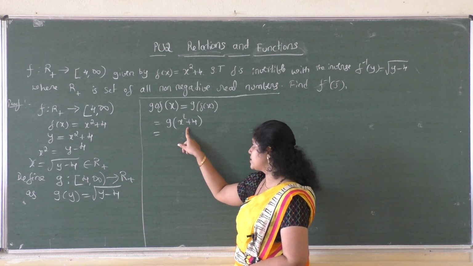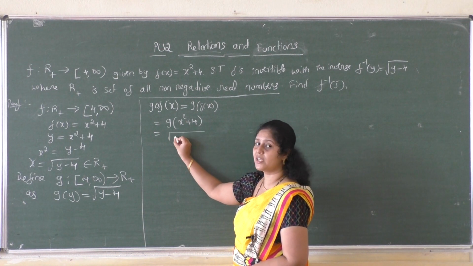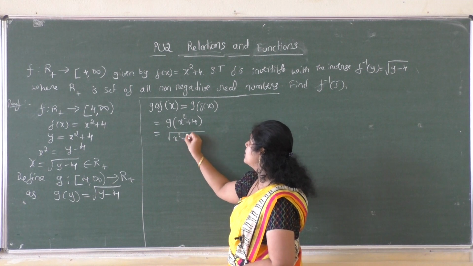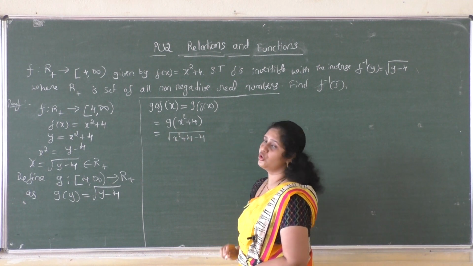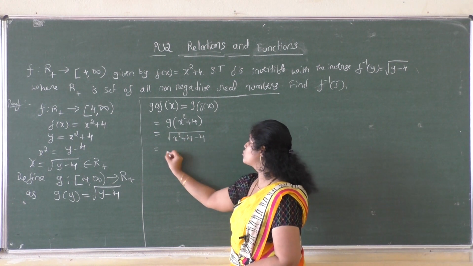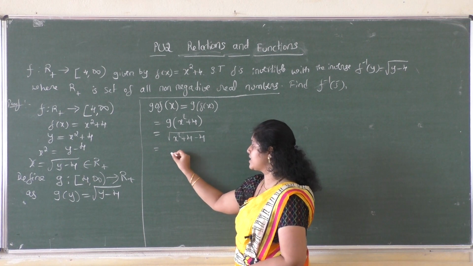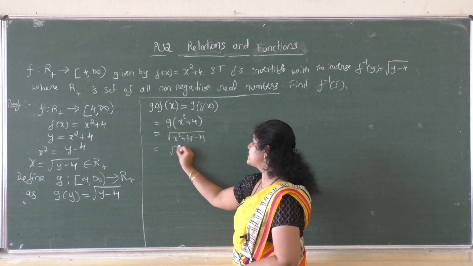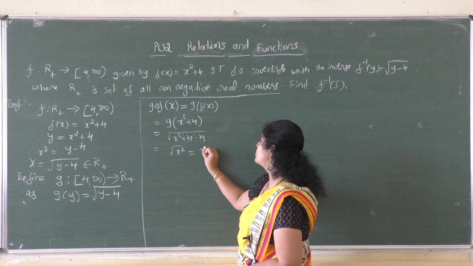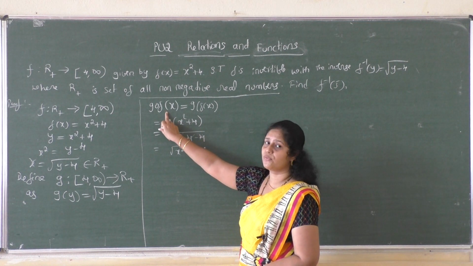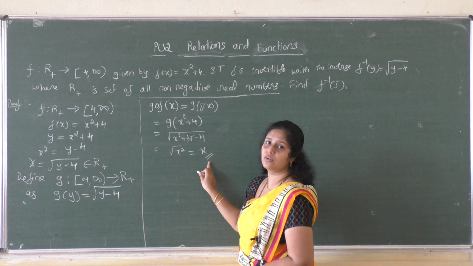G of x square plus 4 is square root of y minus 4. x square plus 4 minus 4, that is equal to square root of, plus and minus 4 get cancelled. So root x square, which is equal to x. So g of f of x is equal to x.